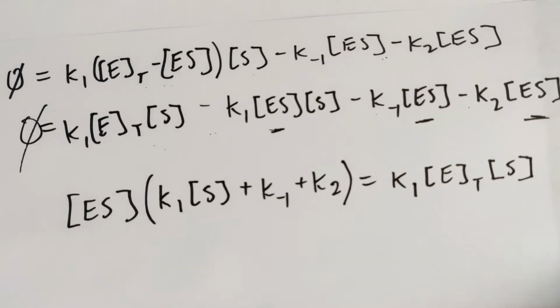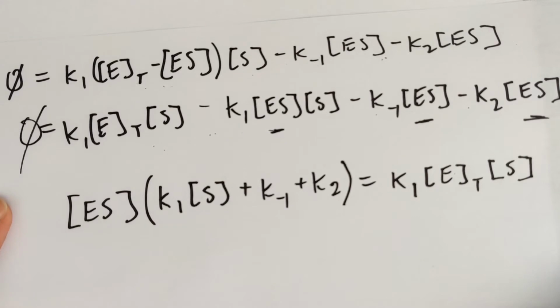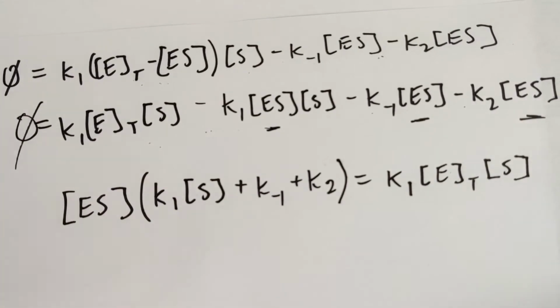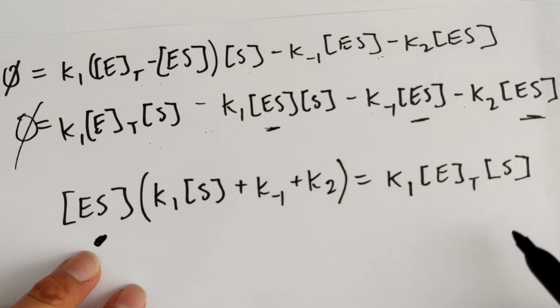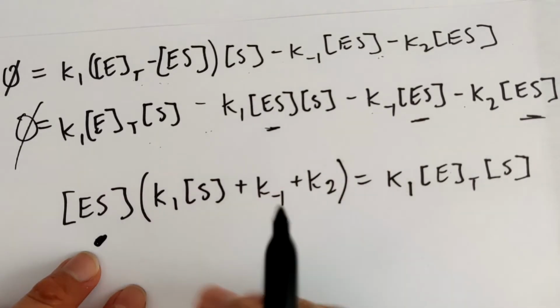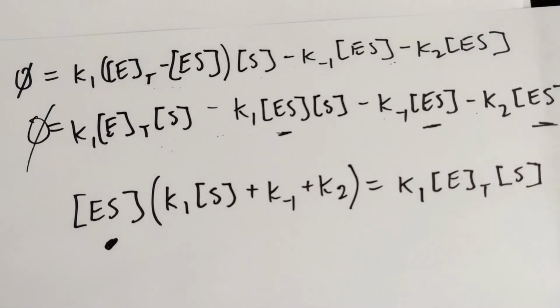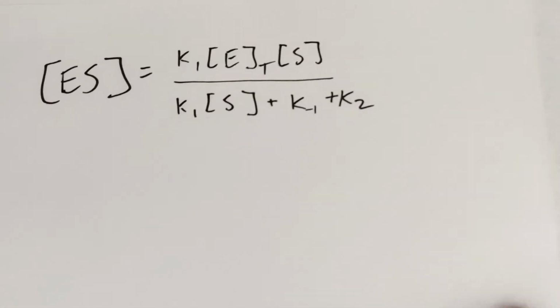times substrate concentration. Alrighty. So from here, we'll want to isolate the enzyme-substrate concentration to one side, so we'll divide all of this from here. As we do that, this is what it would look like, right here.